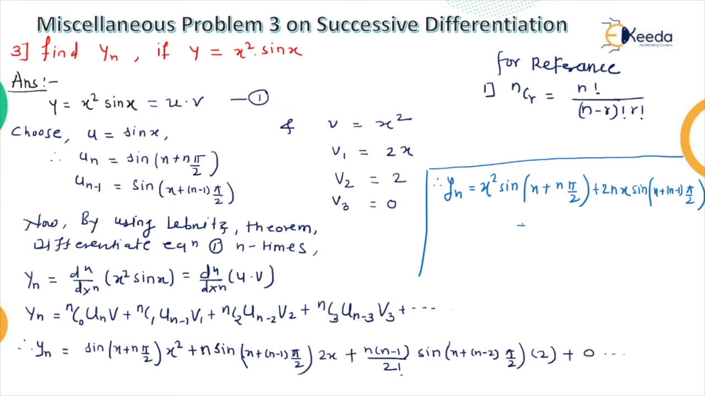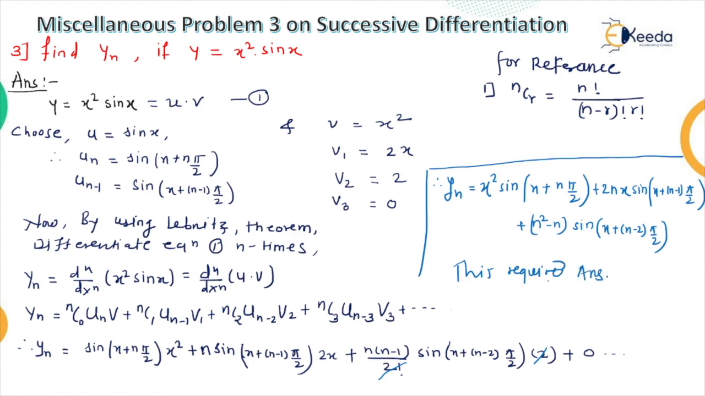And the next term I am writing here: the 2 and 2 get cancelled, because 2 factorial becomes 2, and the remaining is n into (n minus 1). This can be written as n square minus n, into sin of x plus (n minus 2) into pi by 2, guys, and this is your required answer.